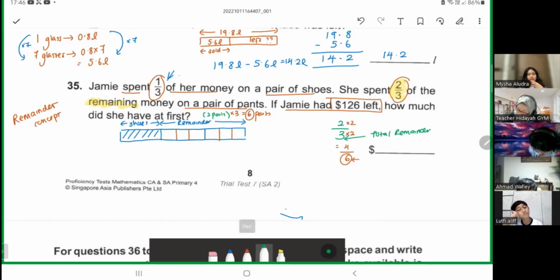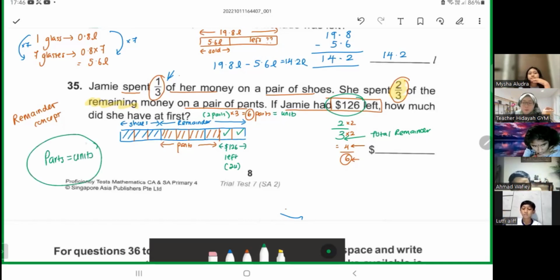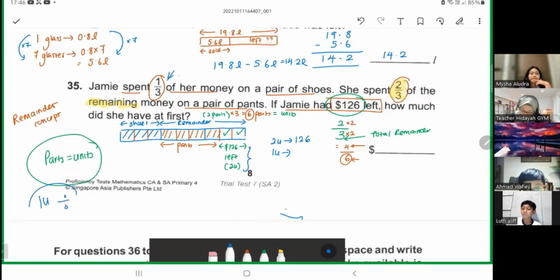Okay, the leftover is 126. This is left. How many parts? 1, 2. 2 parts or 2 units. Parts is also known as units. Parts and units, they are the same. Okay? So now we have this relationship. We're going to use this relationship and pluck it out here. 2 units is 126. Always find 1 unit. To find 1 unit, it is always, forever and ever, divide. 1 unit is 126 divided by 2.